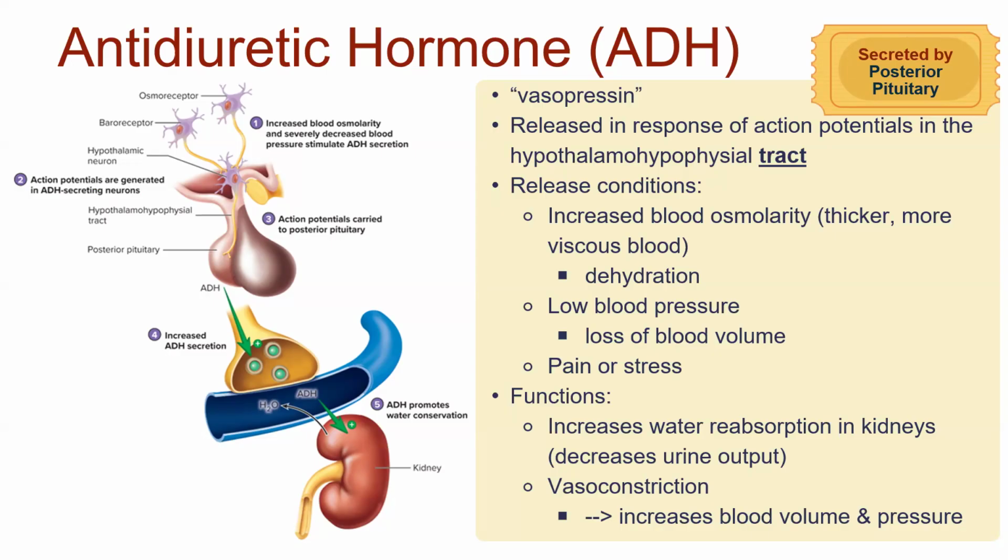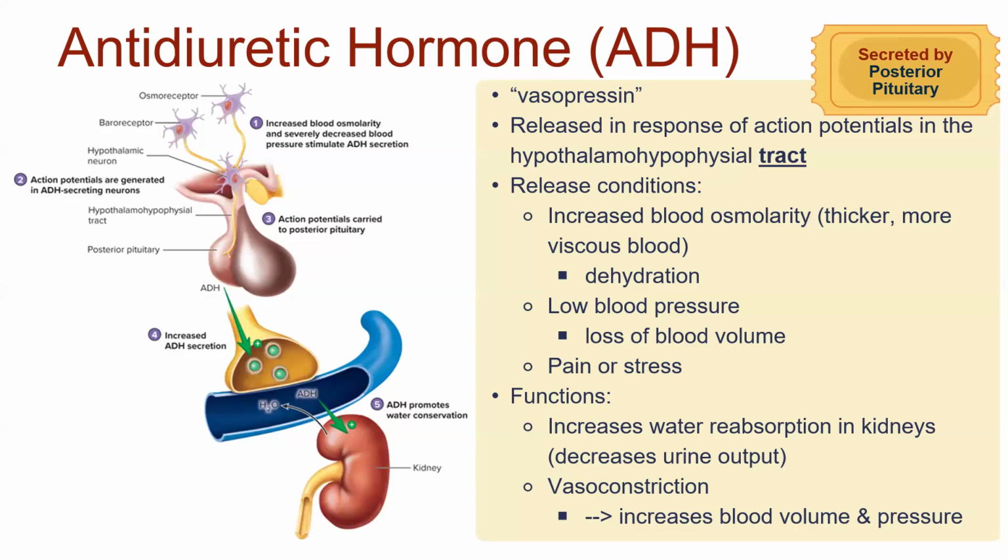And so there's really two reasons why we would release anti-diuretic hormone. One of them is an increase in blood osmolarity. And the way you can think about that is more concentrated, thicker blood, because that means that we're becoming dehydrated and we need more water in the system. This is also going to be released related to low blood pressure or loss of blood volume.